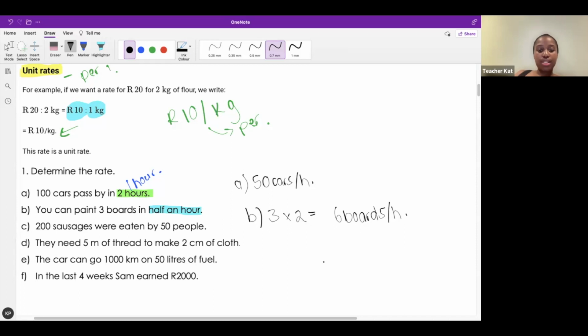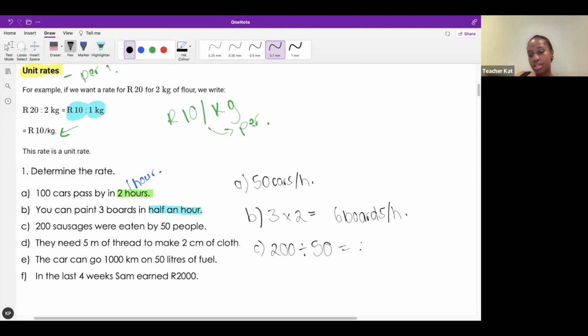200 sausages were eaten by 50 people. Now, I want to know how many were eaten by 1 person. So how do I get from 50 people to 1 person? Divided by 2, are you sure? If I divide 50 by 2, it's going to tell me how much I need for 25 people. So let's think carefully. Nice, Caleb. I have to divide by 50. So I have 200 sausages divided by how many people I have, which is 50. So how many do I need for 1 person?